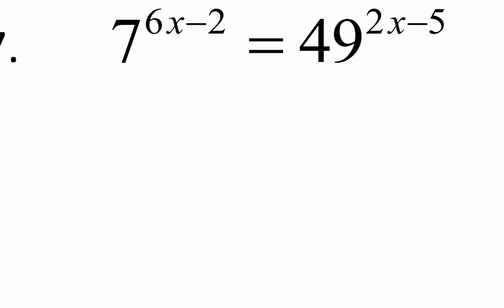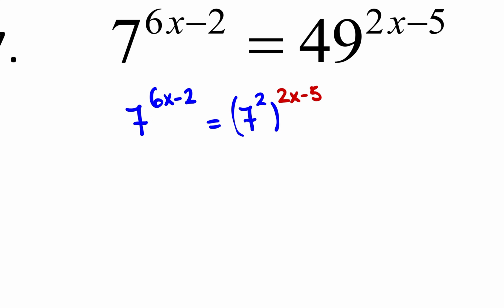So we know that 7 to the first power is going to be the case scenario, so we don't have to write down 1, so it's just simply going to be 7 to the 6x minus 2 equals, we can replace 49 with 7 squared, wrap that in parentheses, write down the original 2x minus 5.